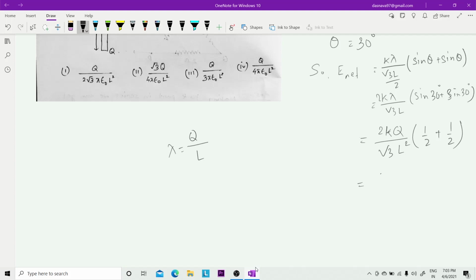So now if we put the value of k, we'll get root 3 L square into 1 by 4 pi epsilon naught. If we cancel 2 and 4, we'll get 2, that is q by 2 root 3 pi epsilon naught L square. So the correct answer is number 1.